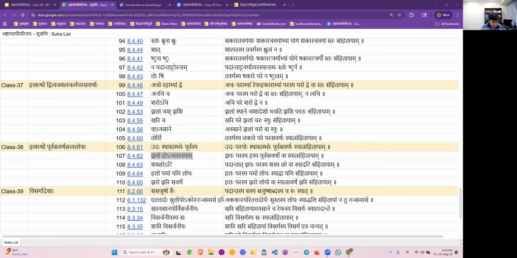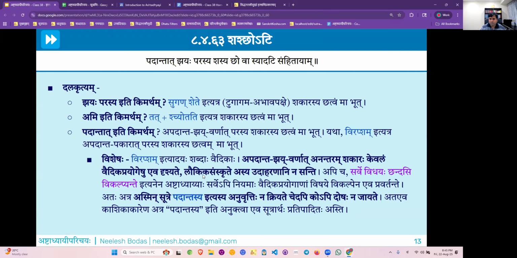Namaskar, Acharya. The thing is, Sarve Vidhaya Chandasi. That is Vikalpa, that is what it means, no? Correct. So normally they recite Veda with Anudatta, Udatta and Swaritas. Does that mean that one can recite the Veda without any Anudatta, Udatta, Swarita?